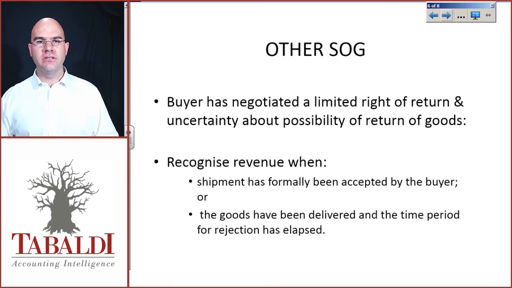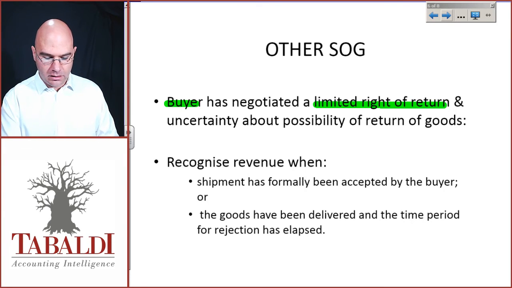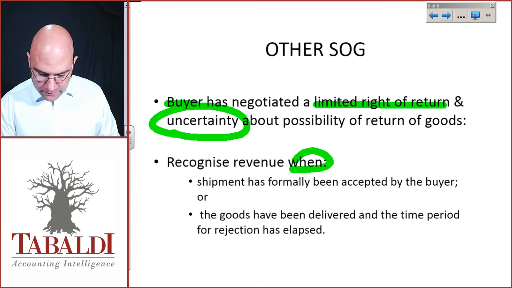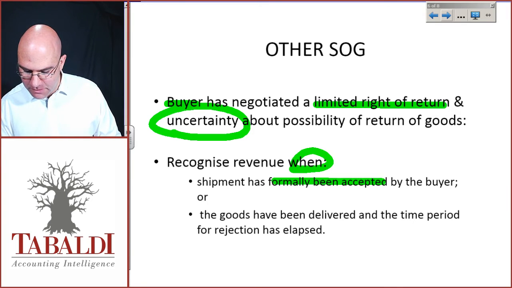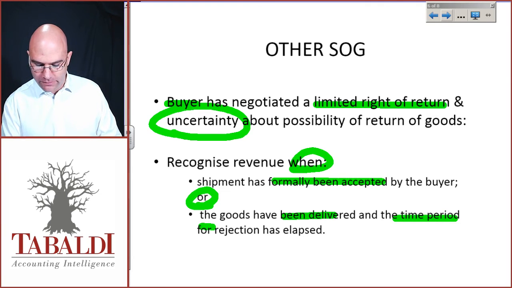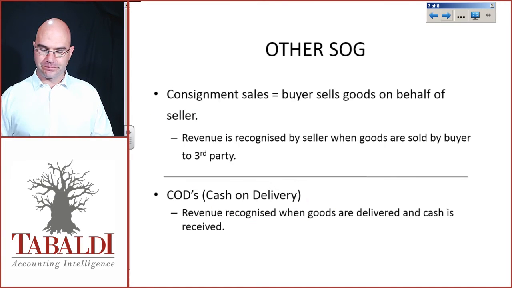So some other sales of goods. Often, a buyer will negotiate with you, the seller, to have a limited right of return, and there may be some uncertainty about the possibility of the return of goods. Okay. Then you will recognize revenue only when the shipment has formally been accepted by the buyer, or the goods have been delivered and the time period for rejection or return has elapsed. Okay, so there, again, some professional judgment, but you need to apply your mind to that in practice.